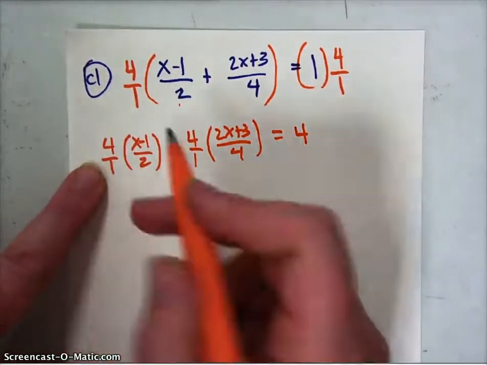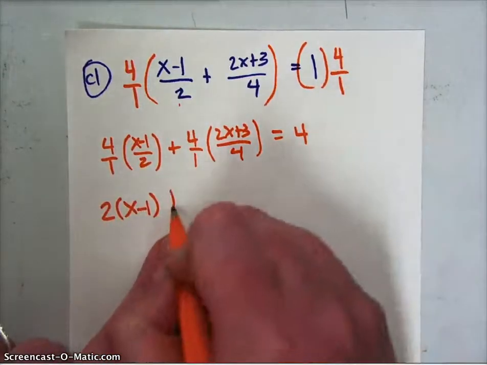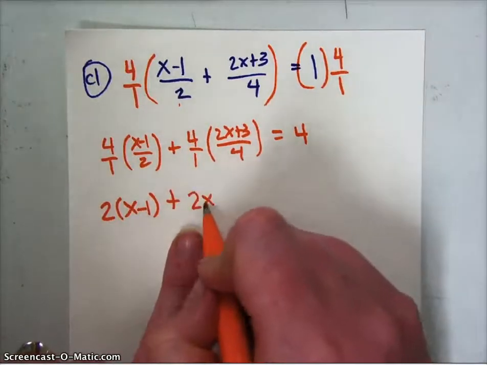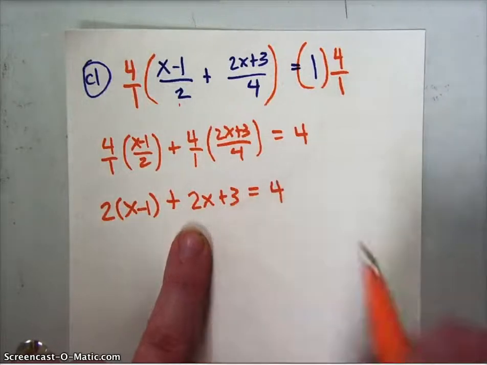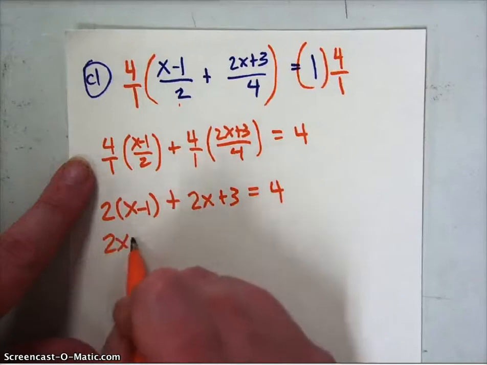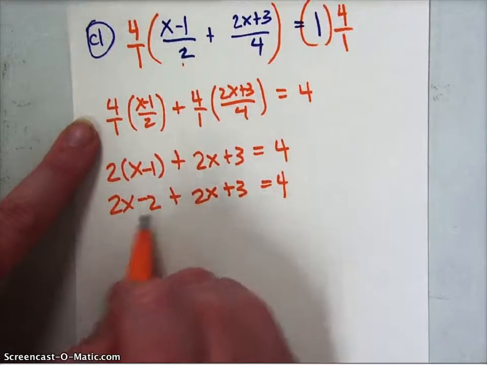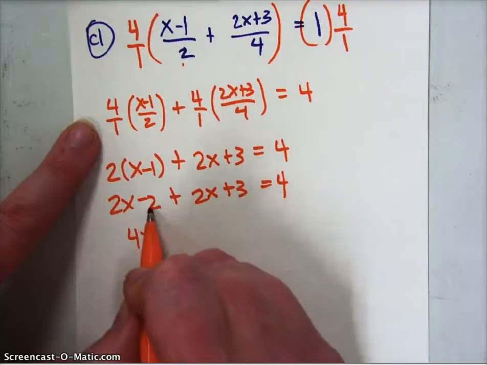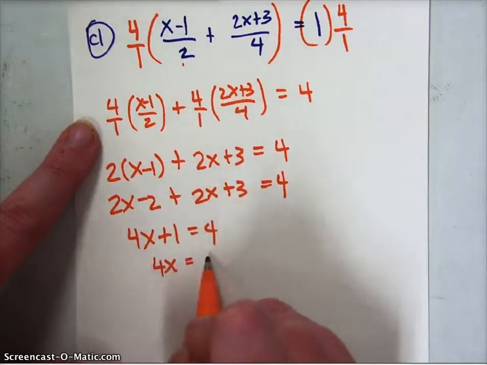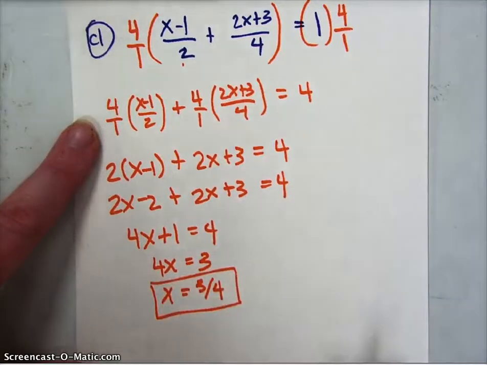Well, 4 divided by 2 is 2, so I can say 2 times the quantity x minus 1, and then plus, on this one, 4 divided by 4 is 1, so it's just going to be 2x plus 3 equals 4. Okay, I've cleared the fraction by multiplying by the LCD. I can distribute the 2, and then combine like terms. 2x plus 2x is 4x, and then negative 2 plus 3 is 1. Subtract 1, 4x equals 3, divide by 4, x equals 3/4.